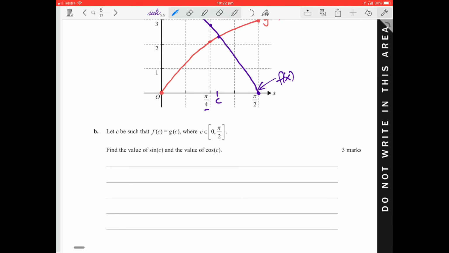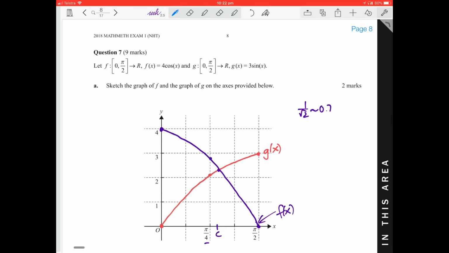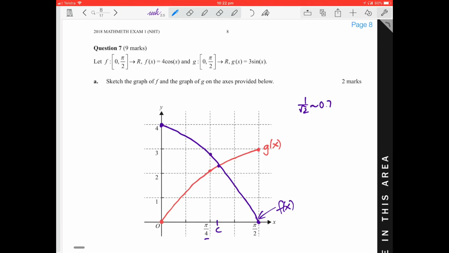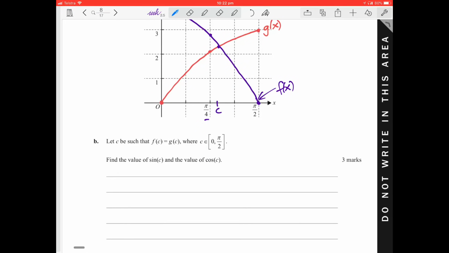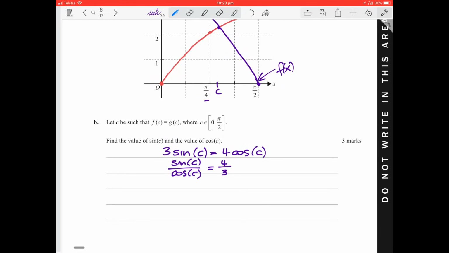Okay, so f of c, so 3 sine c is equal to 4 cos c. Let's divide both sides by cos of c. We get sine c on cos of c is equal to, I'm going to divide the 3 across the other side, 4 on 3. We know that sine on cos is tan of c, so tan of c is 4/3.